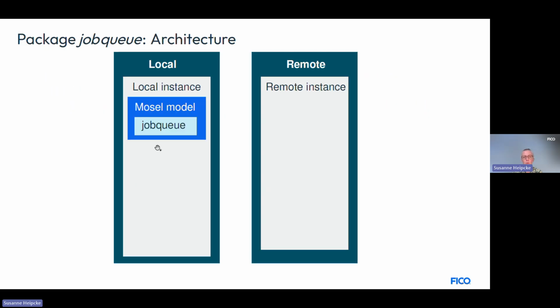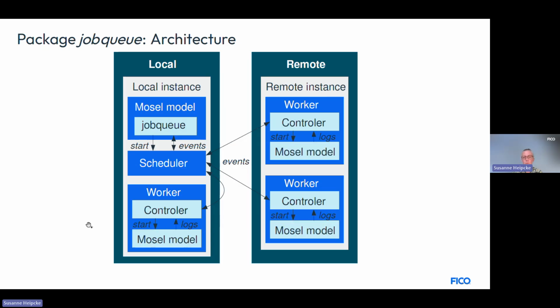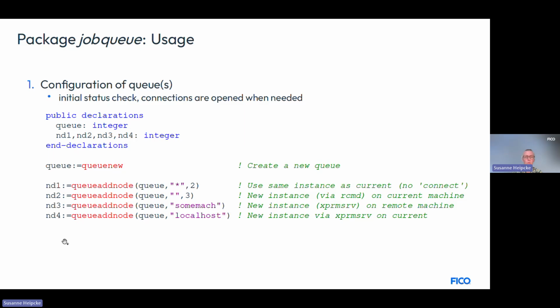So what you have as a user is a Mosel model that uses the job queue. Now, this one starts invisible to you, a scheduler, and this scheduler has workers. So these are the job queues that we have on the, either locally or on remote instances. And the scheduler starts controllers. So that is completely invisible to you. What you see, or what you configure, is the Mosel models along with data that you want to run in these instances. Well, how do you go about this?